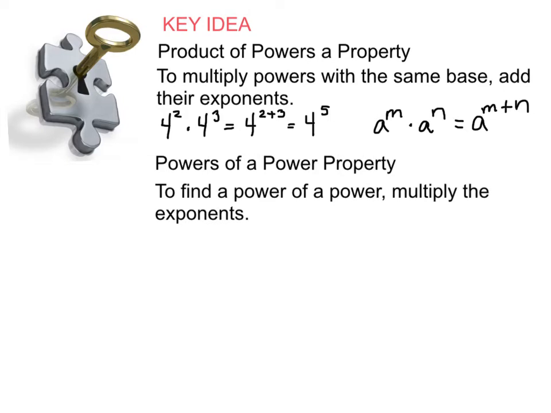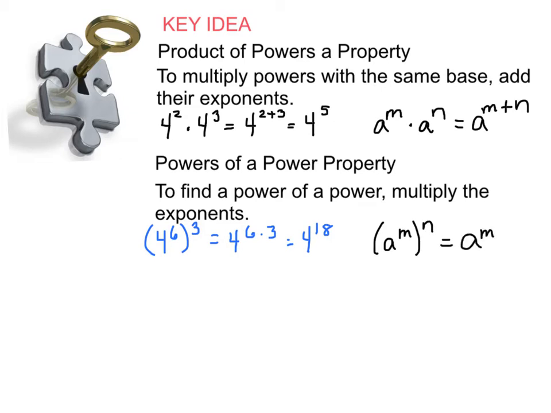Our next property is called the power of a power property. To find a power of a power, you multiply the exponents. So for example, in numbers, 4 to the 6th to the 3rd would equal 4 to the 6 times 3, which would give us 4 to the 18th power. If we wrote that in algebra terms, a to the m to the n would equal a to the mn, because you can multiply m times n, which will give you mn.